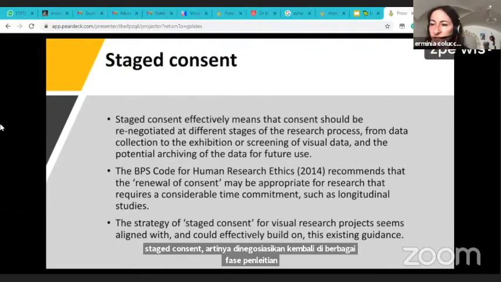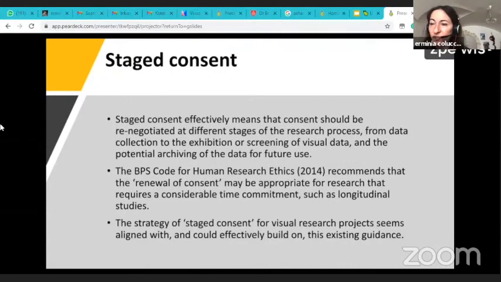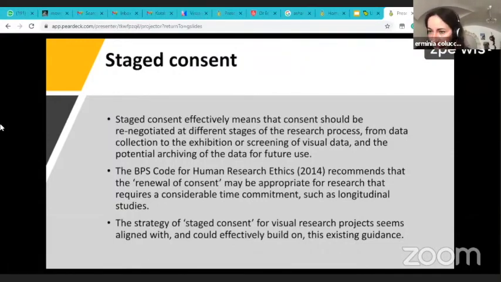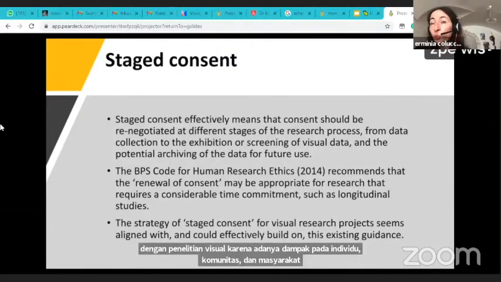So when we think about consent, we think about if something happens in one stage, ask people for participation. But with visual research, because of the potential impact that the release of the visual data can have on the person as well as the community and on the audience, whenever possible, it's important to try to have a staged consent, or at least to be in touch with the participant so that they have an easy way to withdraw their participation or decide to change what they've consented for.